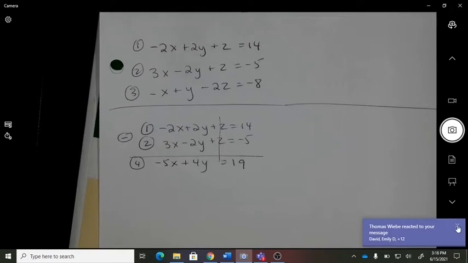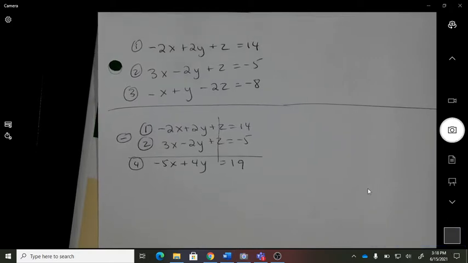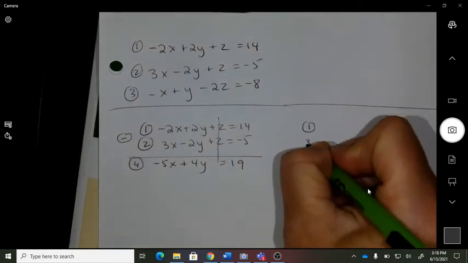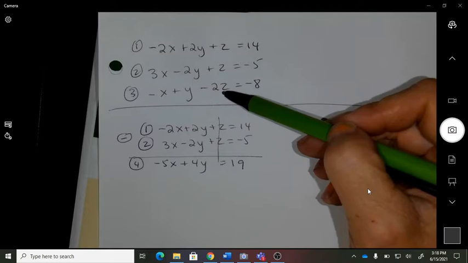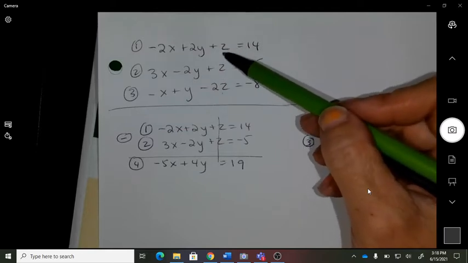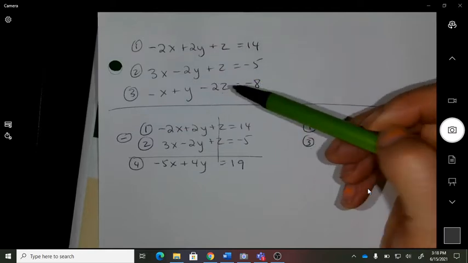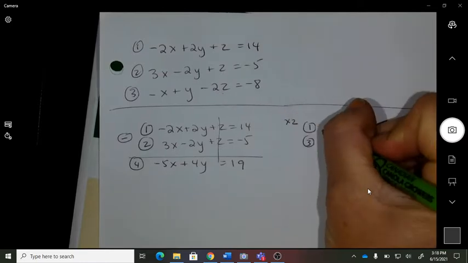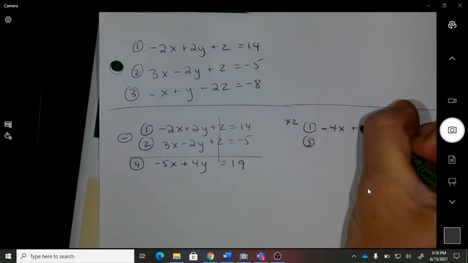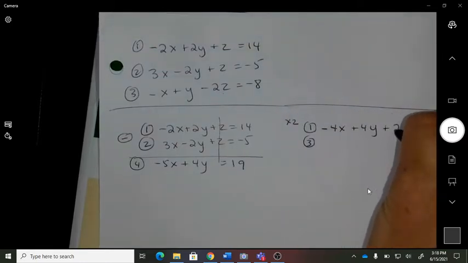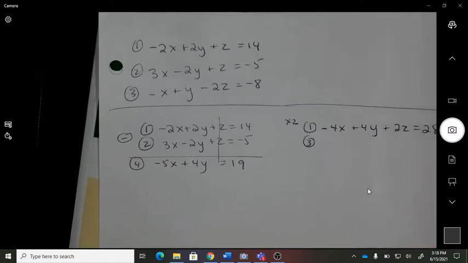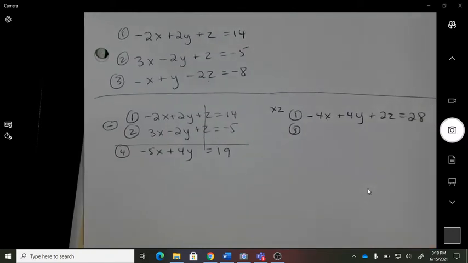Now I'm going to put equations, I gotta go 1, 3 or 2, 3, it doesn't matter. So why don't we go with 1 and 3? But to get rid of this Z, I will have to double this to match up with that. So I'm doubling. So all of these will get times by 2. Make sure you do everything, including that 28.